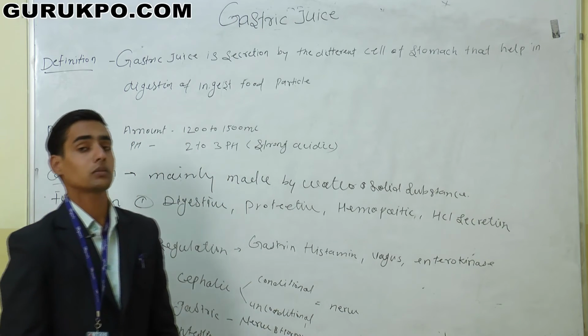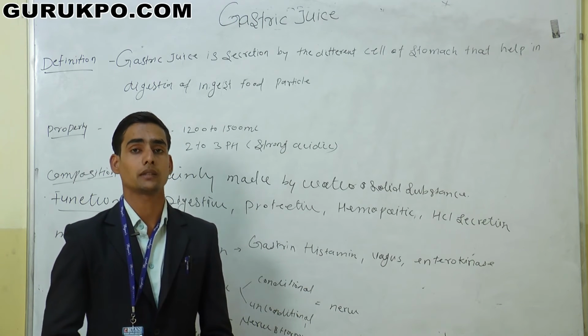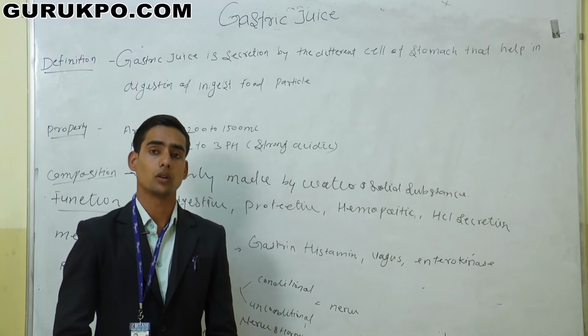Composition of the gastric juice. Gastric juice is made of two components. Number one is the water.